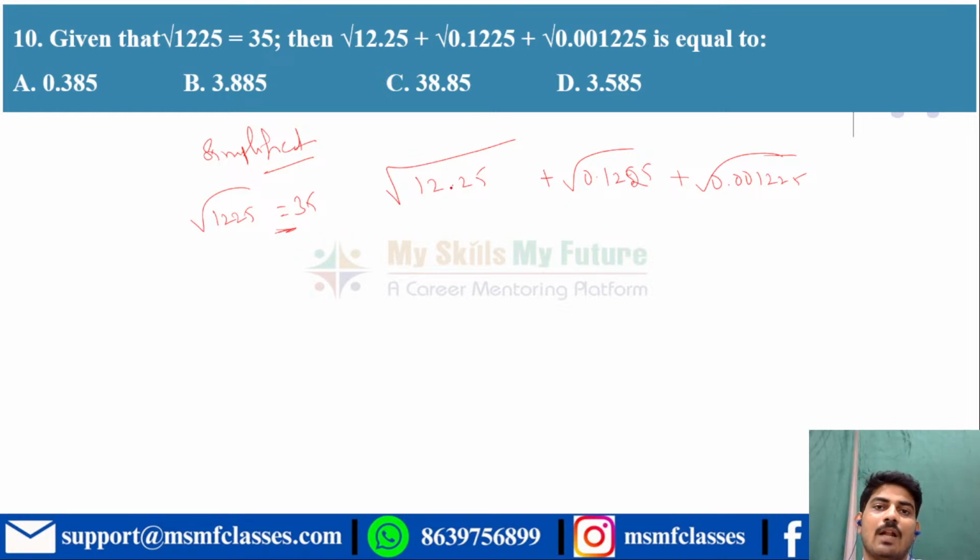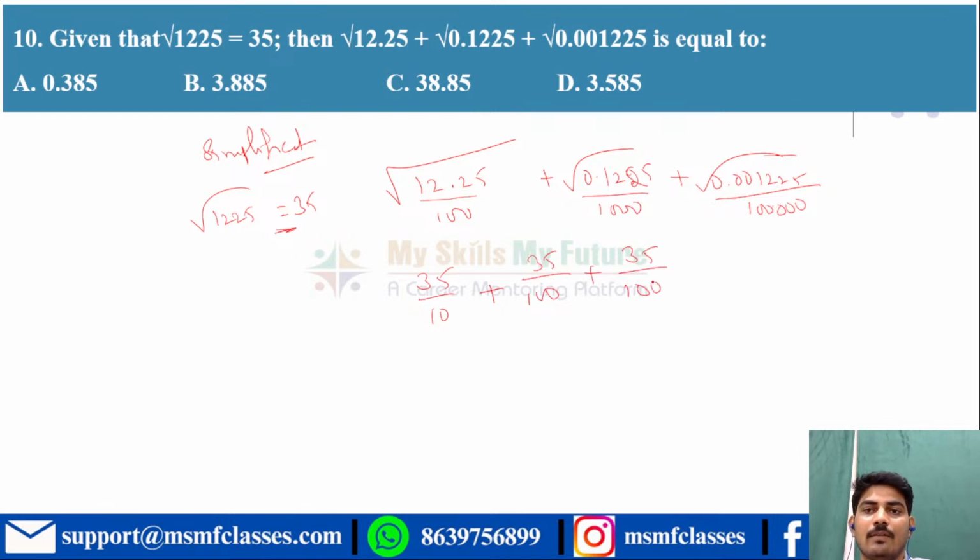In order to get this point here, I am dividing this one with 1000 to eliminate the two zeros here. In order to eliminate these 4 decimal places, 1, 2, 3, 4, I am dividing with 1000 here. In order to eliminate these values, 1, 2, 3, 4, 5, 6, I am dividing this one with 6 zeros here. If I eliminate the square root present here, it will be 35 divided by 10 plus 35 divided by 100 plus 35 divided by 1000.